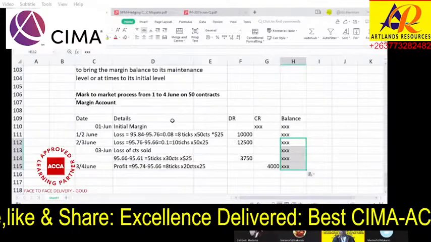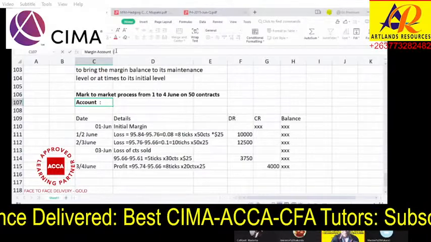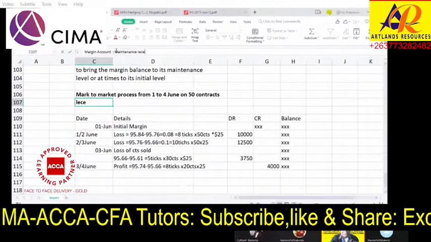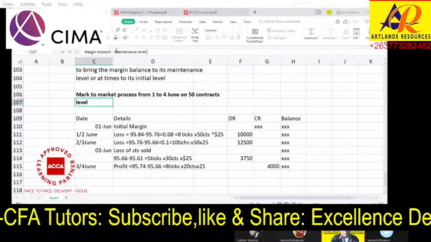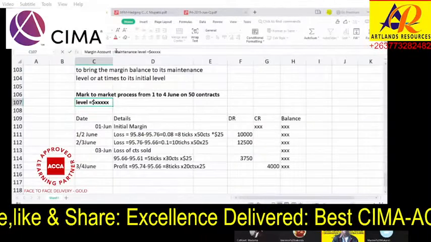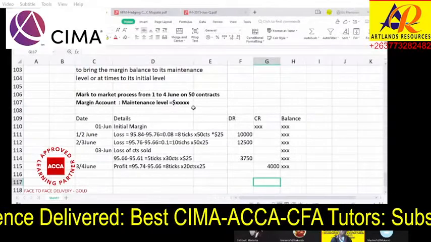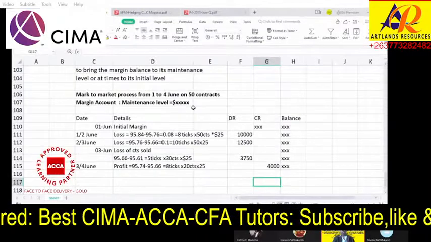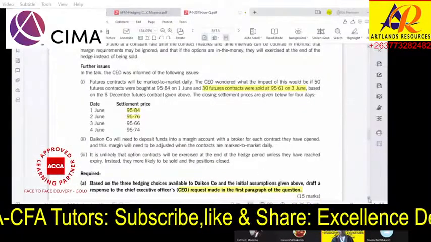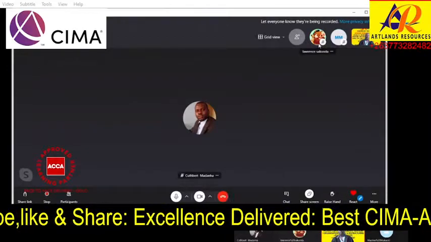Whenever it falls below the maintenance, it will be stipulated here. On your margin account, they stipulate right on the top, maintenance level equals, so that there is no debate. So you'll be checking, and whenever it is below the maintenance level, they will ask you to deposit that deficit to bring it to the maintenance level. So this is how the mark to market process works, and you could have scored how many marks here? 10 marks by explaining the mark to market process to the examiner. So you'd score your 10 marks.